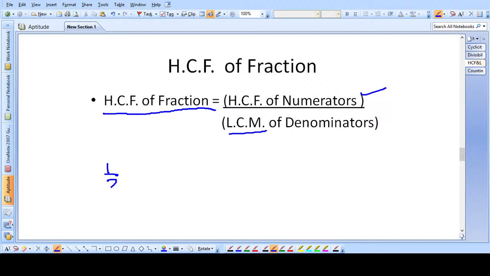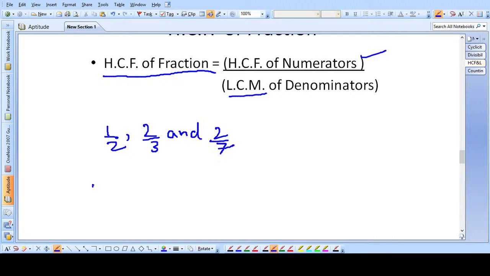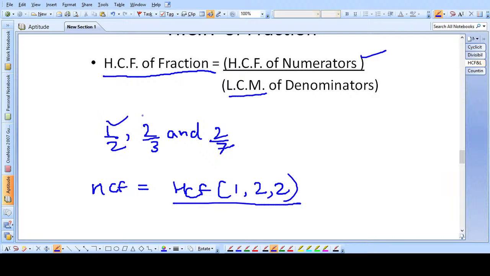Let me take the fractions 1 by 2, 2 by 3, and let's take one more, 2 by 7. Okay, very simple. What is asked? It is asking the HCF of these fractions. So what will be the HCF of the numerators? 1, 2 and 2 are in the numerator. Now let's take the LCM of the denominators, 2, 3 and 7.